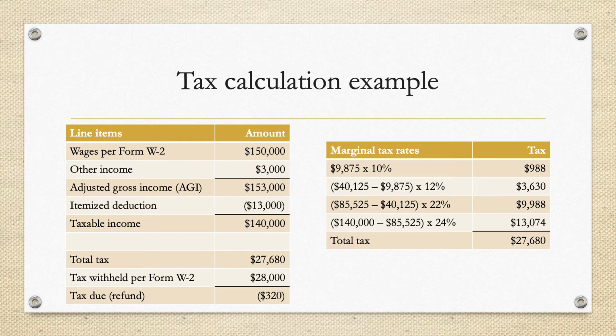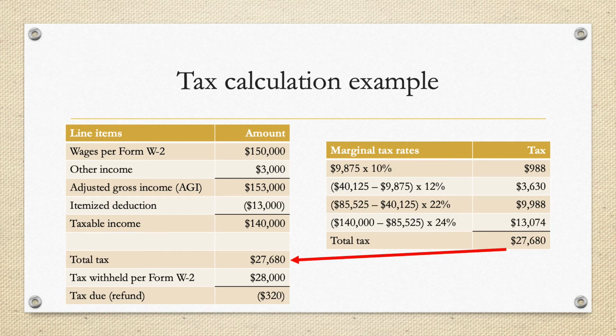$9,988. And then for the remainder of the taxable income, that is subject to 24%, which we multiply by 24%, and then that gave us $13,074. And then we add everything together to give us a total tax of $27,680, which is how we come up with the tax paid.